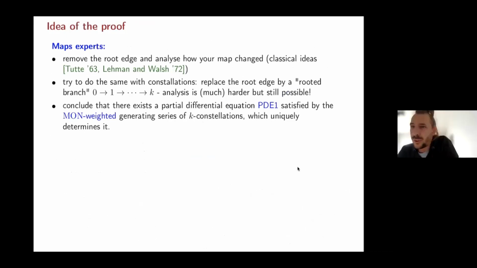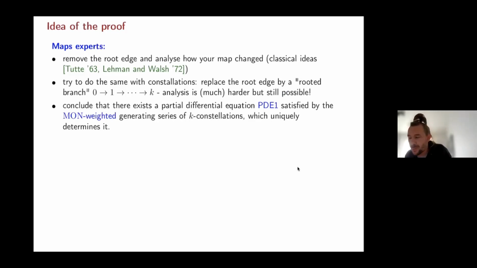So the proof has 3 parts. The first part should be clear for maps experts. If you're a map expert and you want to understand the generating function of maps, there is one way you can do it. You can remove the root edge from your map, and you can think about what's going to happen with the geometry of your map. This is a classical idea of Tutte from the 60s that he applied to planar maps, and then Lehman and Walsh applied it to higher genus maps.